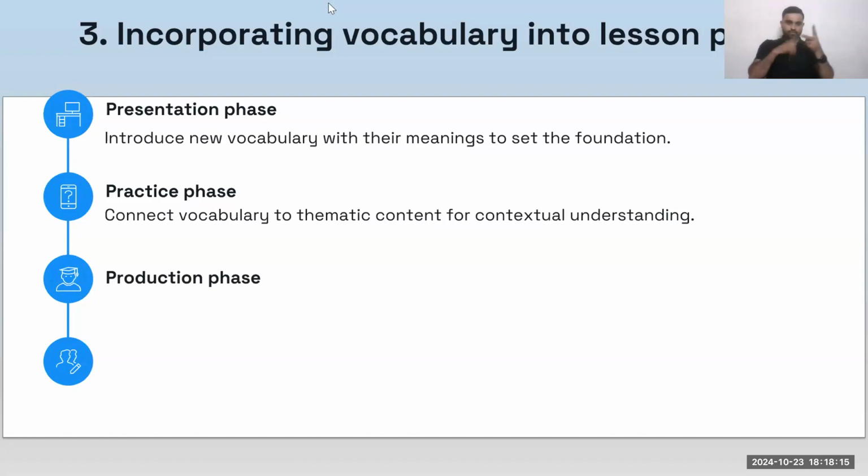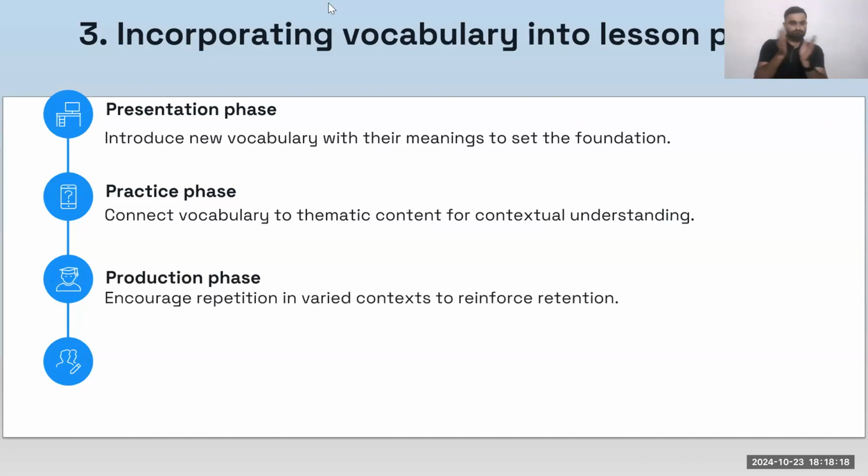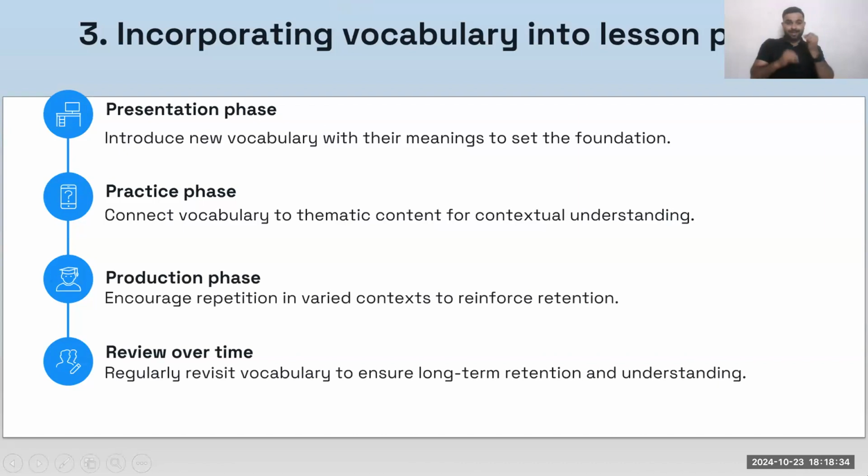Next is the production phase. Under this, we encourage repetition and varied context to reinforce retention. So in this phase, we keep on giving extra practice to the learners on the set of words they have learned. Next, the last phase, which we call review over time. This is the longest phase. It has no end, because once the chapter is done, once the students have learned a list of vocabulary, this phase keeps on moving. It is a phase in which the learners regularly revisit the vocabulary to ensure long-term retention and understanding.